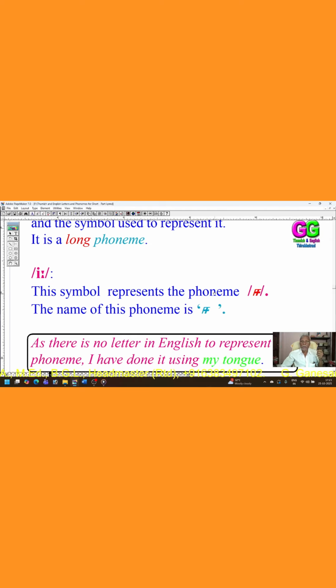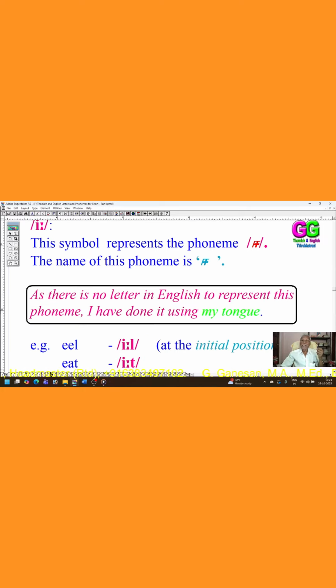This symbol represents the phoneme E. The name of this phoneme is E. As there is no letter to represent this phoneme in English, I have done it using my tongue.